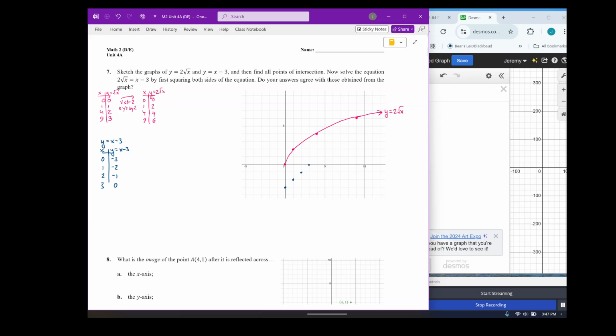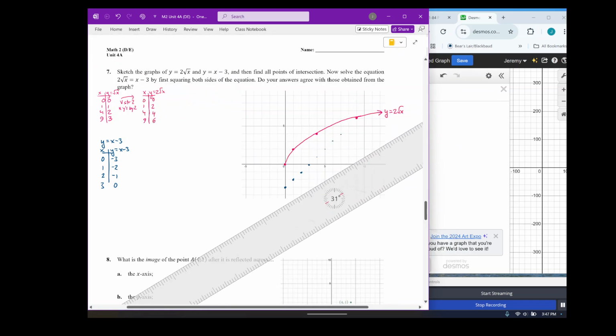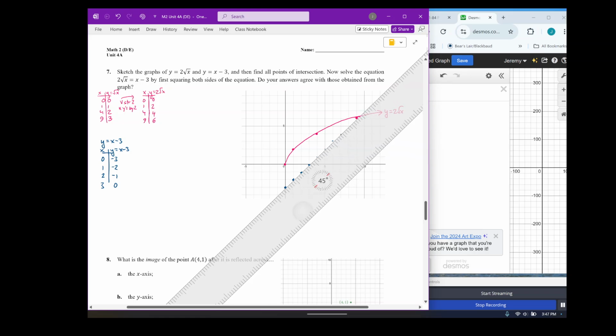So this is just going to be a straight line going through all these points. So let me get the ruler here and draw in that line, if I can figure out where it is. Ruler, right here. And we'll get it lined up just right.